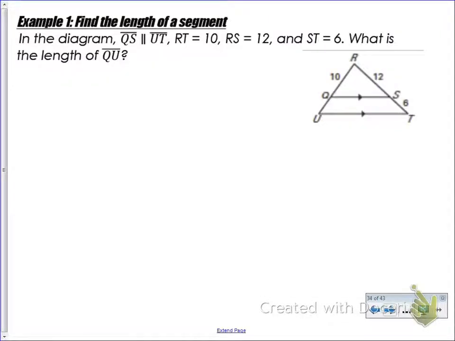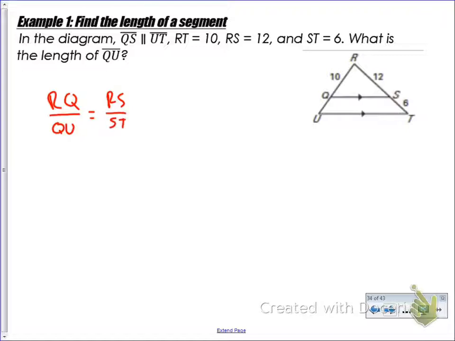All right, let's go ahead and apply the first theorem here. We are given in this diagram that QS and UT are parallel to each other. So because of this, as we say, it divides the two sides of the triangle proportionally, so that RQ over QU is equal to RS over ST.